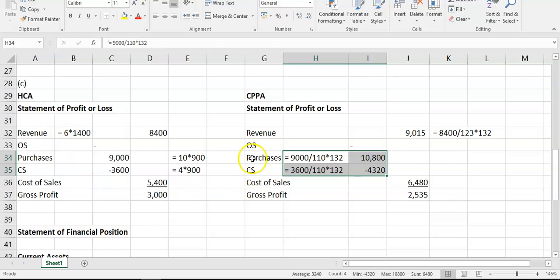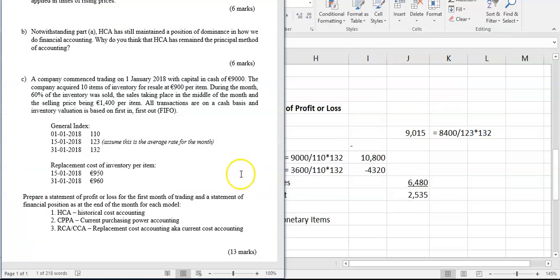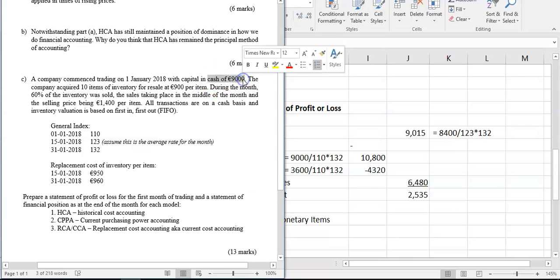Now the additional thing we have in CPPA is the gain or loss on monetary items. In this case, it's going to be a loss on monetary items. So in CPPA, if you go back, what we have is when you have cash on hand, that cash will lose value as prices increase because the amount of stuff that the cash can buy decreases as prices increase because the cash doesn't change.